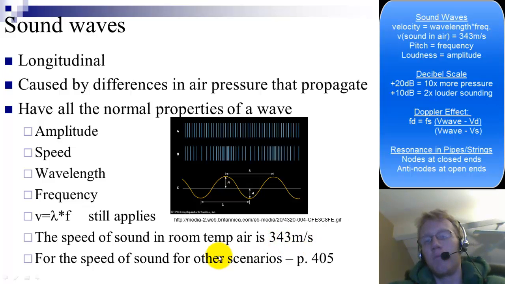But in other materials or mediums like water or steel, like if you bang on a railroad track with a hammer, the sound wave, the oscillation of those particles, will travel through the iron or the steel at a much faster velocity than it would through air. There's a question in the homework about that as well, I think. So if you want to look up the speed of sound for other scenarios, check your book, page 405. You don't need to memorize any of these, but you do need to know how to use them.